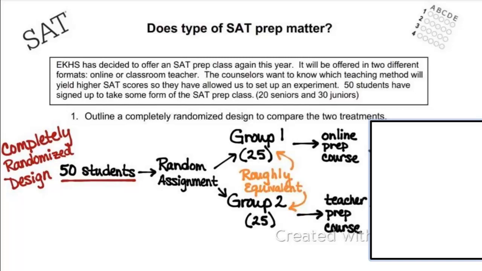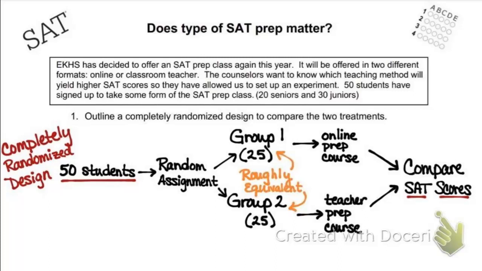And then what would we want to do to finish out this experimental design? Yes. We're going to compare their SAT scores. At the conclusion of the class, when the students take the SAT, compare the SAT scores from the 2 groups. Yes, dear? Good question. Okay, so for the completely randomized design, we wouldn't want to split it up between juniors and seniors. Not for a completely randomized design.